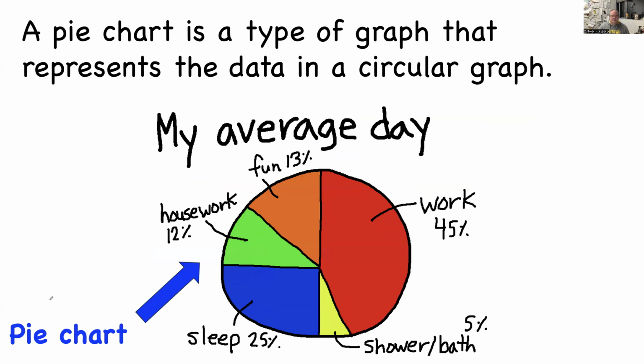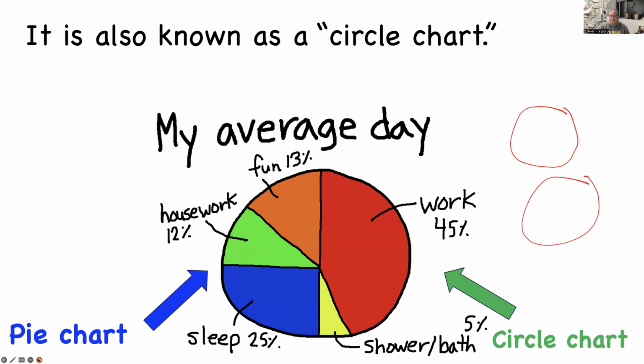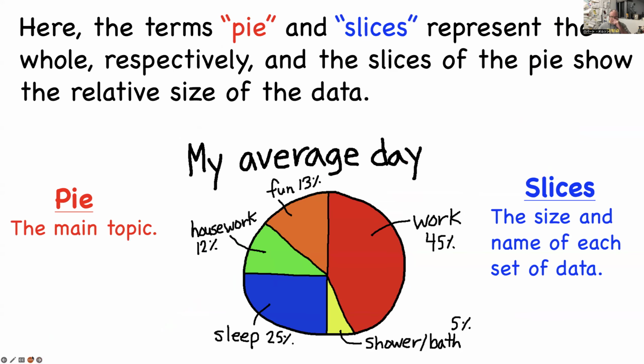What is a pie chart? A pie chart is a type of graph that represents the data in a circular graph. It is also known as a circle chart. Here, the terms pie and slices represent the whole and the parts of the whole, respectively. And the slices of pie show the relative size of the data.